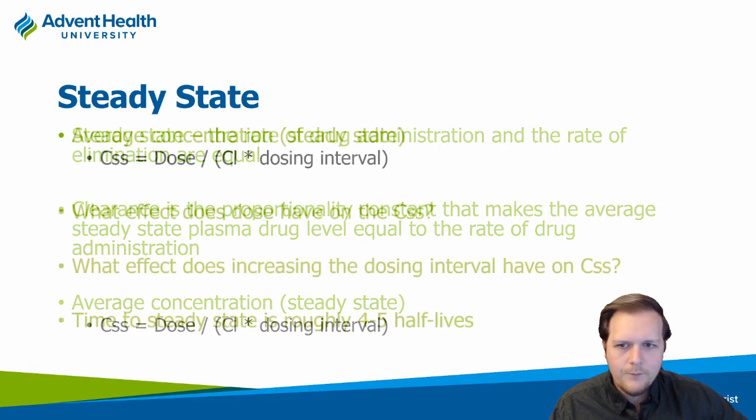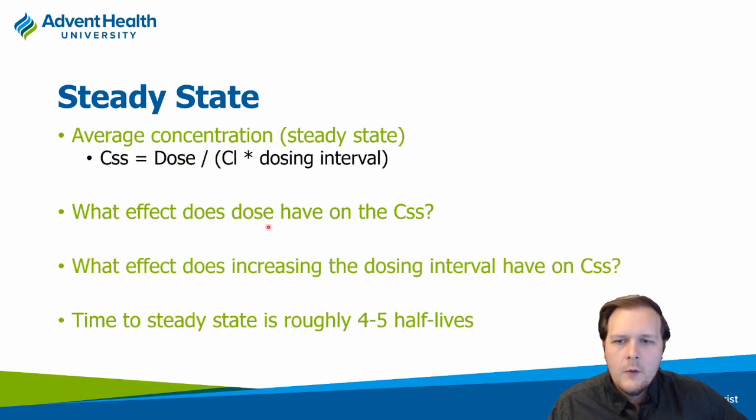So this one is going to be very patient specific, whereas I can change the dose and the dosing interval quite easily. So what effect does dose have on the steady state? Well, if I increase the dose, then I should see an increase in steady state. It makes pretty good sense. And conversely, if I decrease the dose, I'll decrease the steady state concentration. It makes good sense there. What about the dosing interval, though?